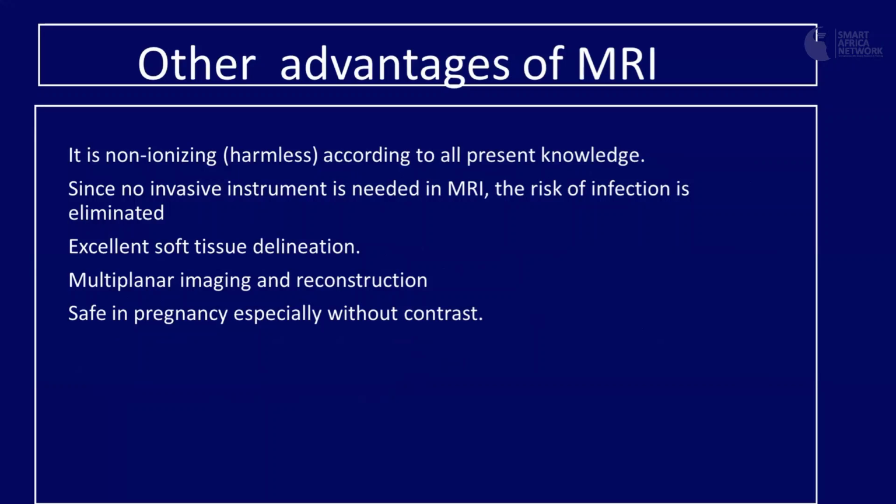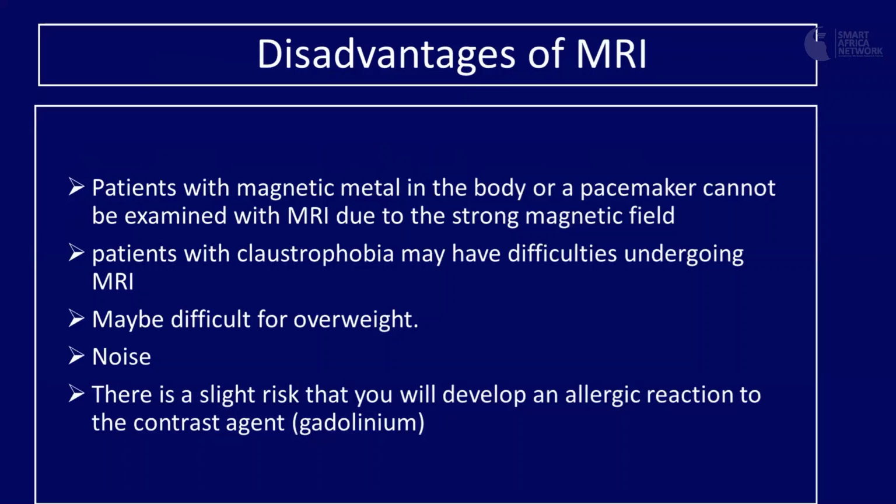Other advantages of MRI, we already said that it's non-ionizing, so it's virtually harmless. So it's non-invasive, so there's no risk of infection. It has excellent soft tissue contrast. It's multiplanar imaging, you can also reconstruct. It is safe in pregnancy, especially without contrast. What are some of the disadvantages of MRI? We can't talk about advantages without disadvantages. Patients with metallic metal in the body or pacemaker may not be able to get into this MRI machine, especially if they are not compatible.